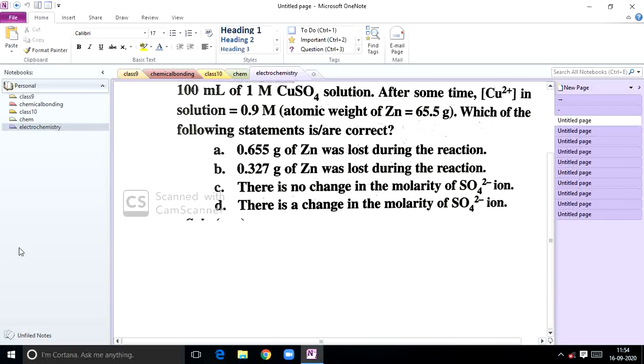Now first we will calculate the milli equivalents of Cu2+ before the redox reaction, that is equal to the formula. What is the formula?